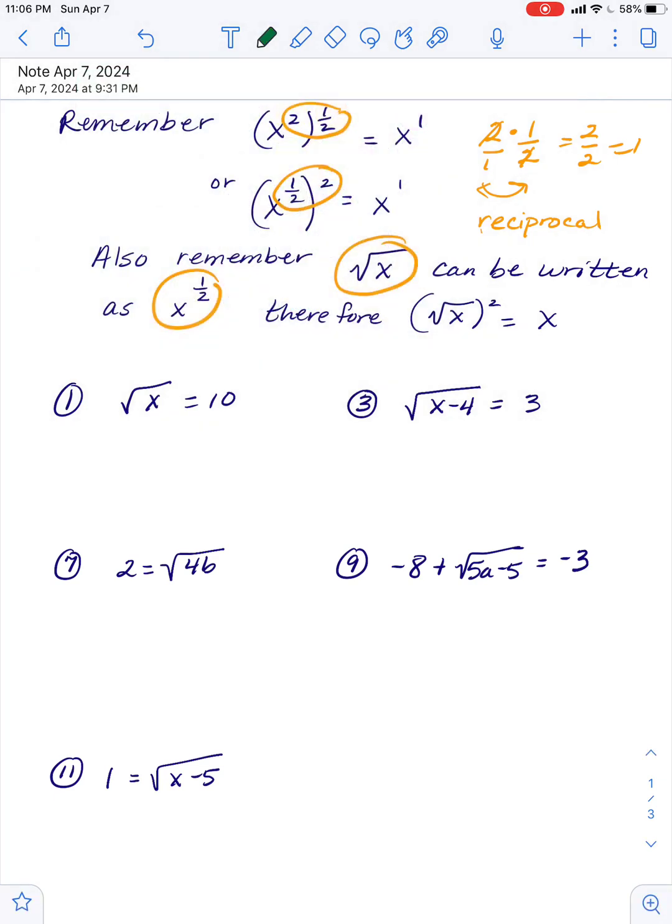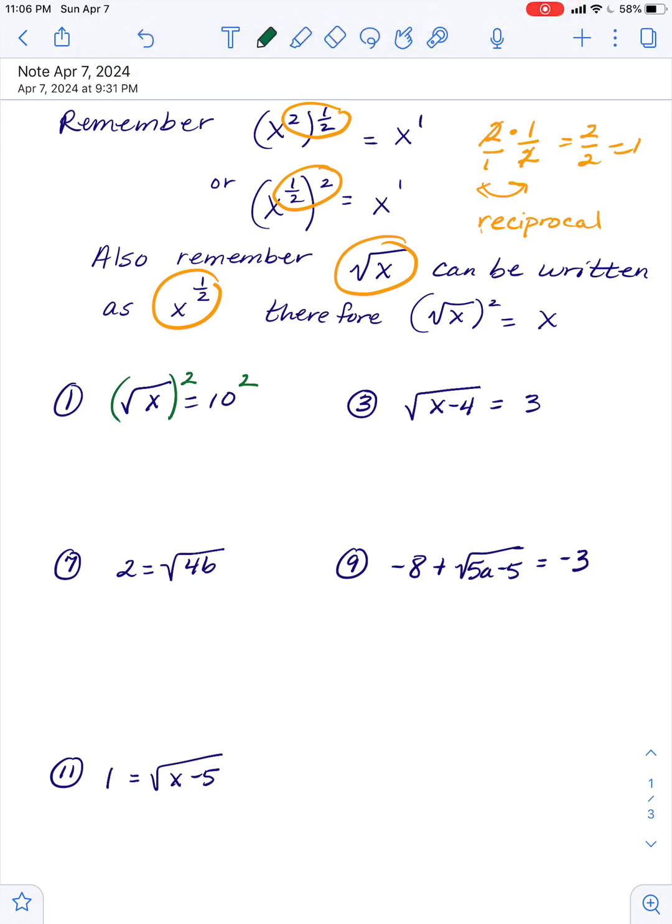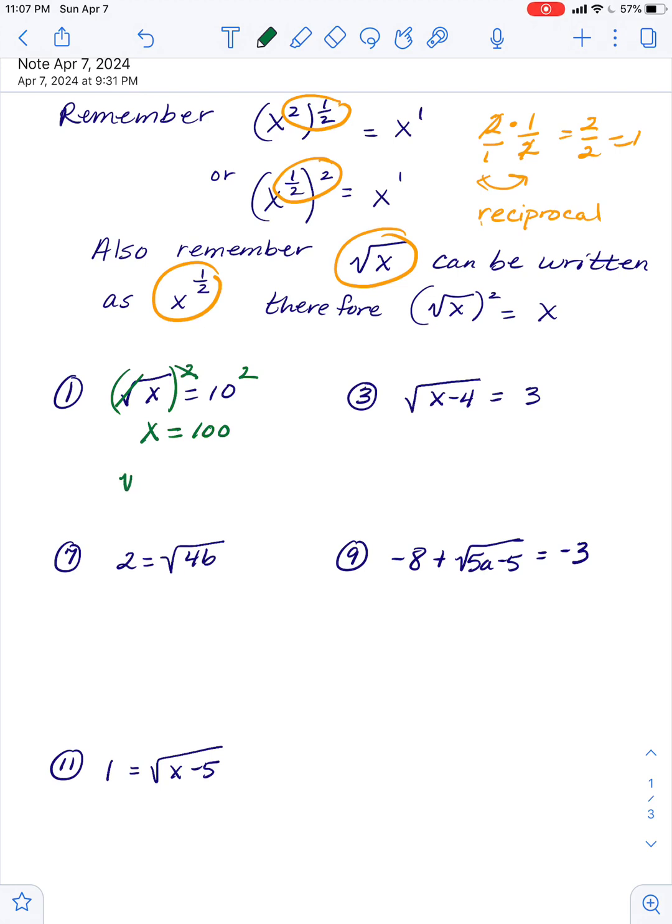Since it is, again, the square root, the opposite operation would be to square. So what I do to one side, I do to the other, and so I'm going to square both sides. That means that the square and the square root cancel, so that's generally how we write that. And this would be x equals 10 squared, or 100. Now, one of the other things that we need to do is to always check it. So the question is, is the square root of 100 equal to 10? And yes, it is. So it checks.